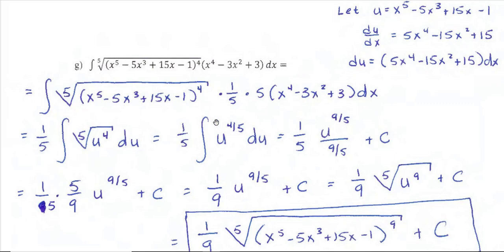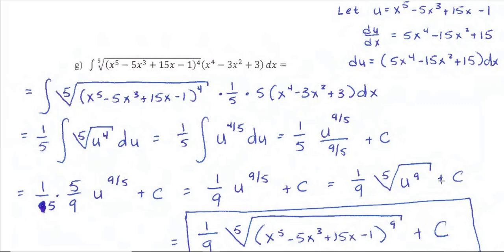So now I have 1/5 the integral of u to the 4/5 du, which is going to be 1/5 u to the 4/5 plus 1 over 4/5 plus 1 plus c, which gives me 1/5 u to the 9/5 over 9/5 plus c. Dividing by 9/5 is the same thing as multiplying by 5/9. So I have 1/5 times 5/9 u to the 9/5 plus c. Notice these 5s are going to cancel. So I'm left with 1/9 u to the 9/5 plus c, which if you wanted to put it back in radical form would be 1/9 times the fifth root of u to the 9th plus c.